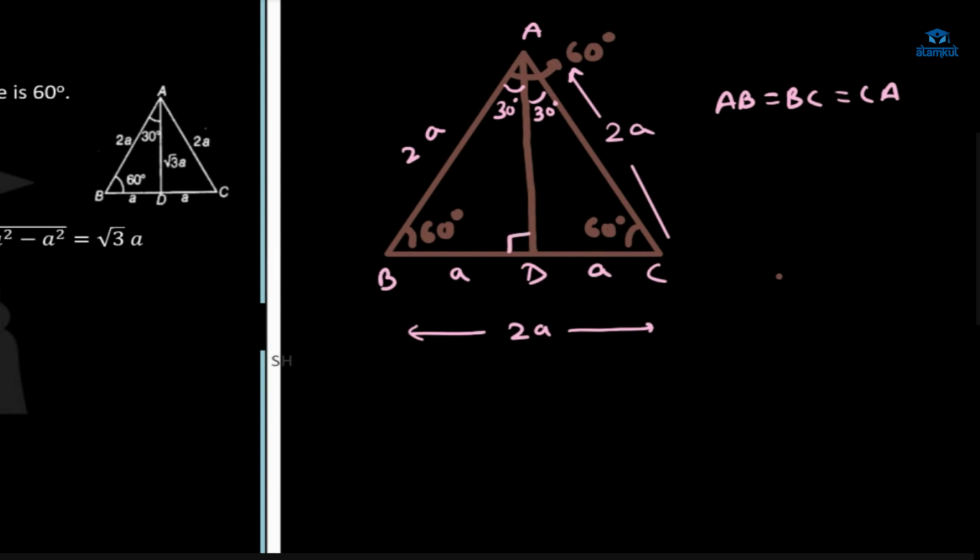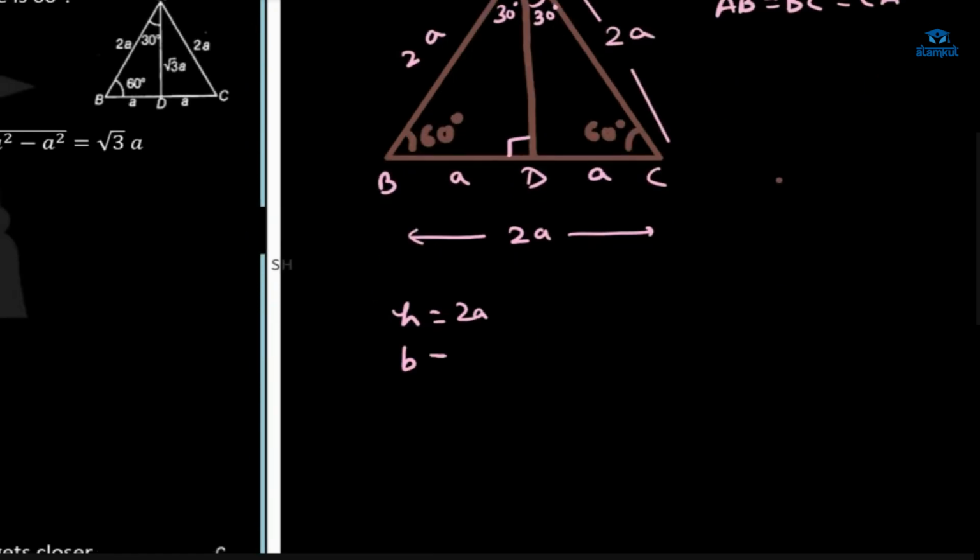This is 90 degree because AD is altitude. Now tell me what will be the value of this AD. This is your perpendicular. H is equal to 2A, B is equal to A. Then what will be the perpendicular? Obviously, root over 2A whole square minus A square. Are you people getting this thing or not?